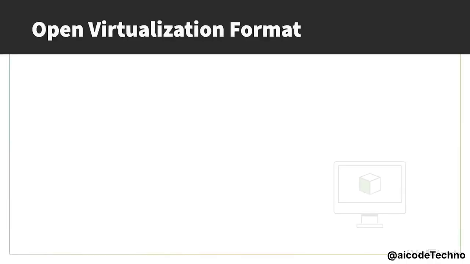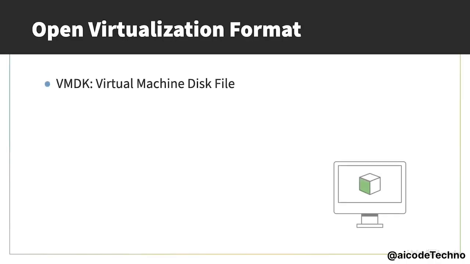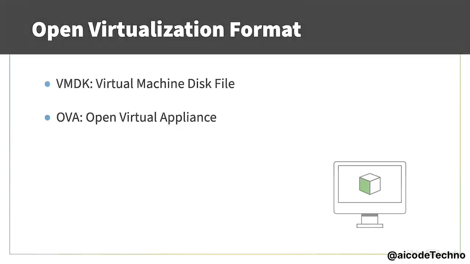OVF appliances come in two formats. The first is as multiple virtual machine disk files which have a VMDK extension and an associated XML file with an OVF extension which connects them together. The second format is a single packed Open Virtual Appliance file, which is a single file with an OVA extension. These are what we'll use as we set up our virtual testing lab.